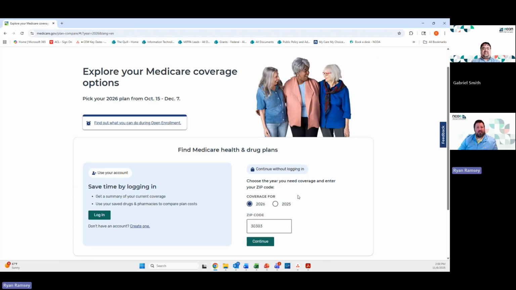Luckily, that brings us to the second option here, which is a generic search. And it's what we're going to do today for the purposes of our test beneficiary. So we're going to also just make sure that we're looking for coverage for 2026. It does give us the option to look at this year's coverage if you are interested in looking at that. However, because we're doing a comparison for the following year during the annual enrollment period, we're going to be looking at 2026. Now, Gabe, what is the zip code for Mr. John Doe? It's 10001.